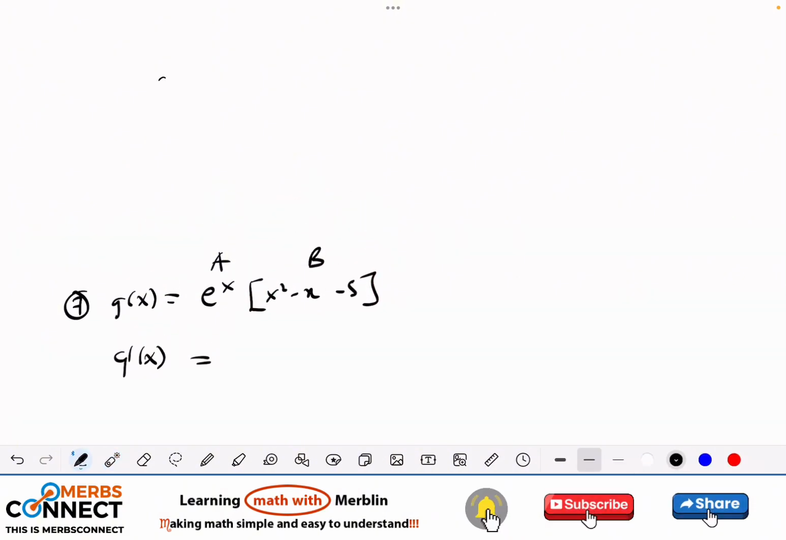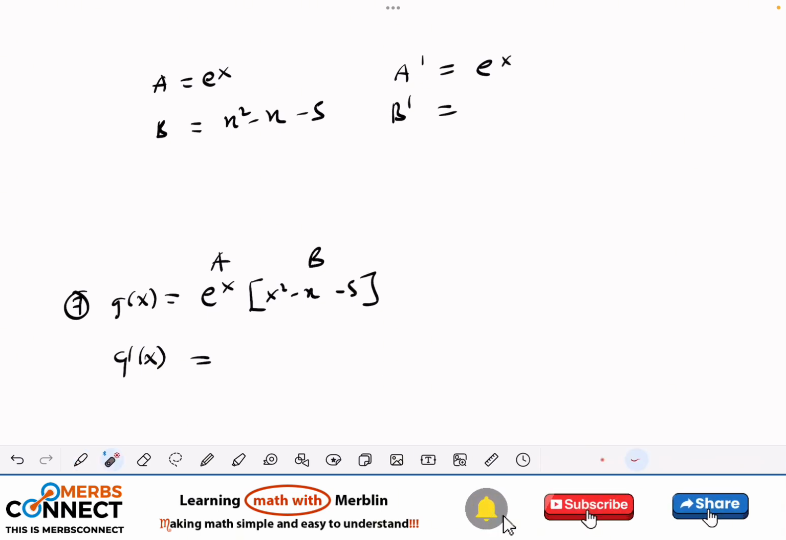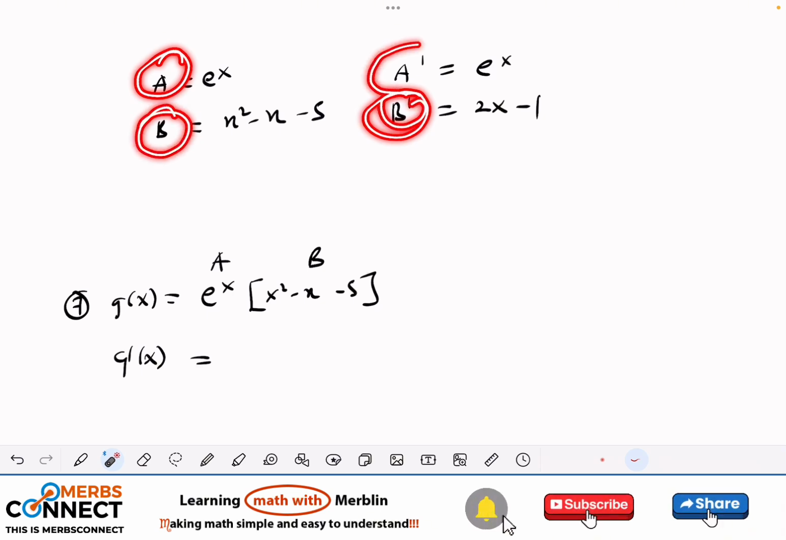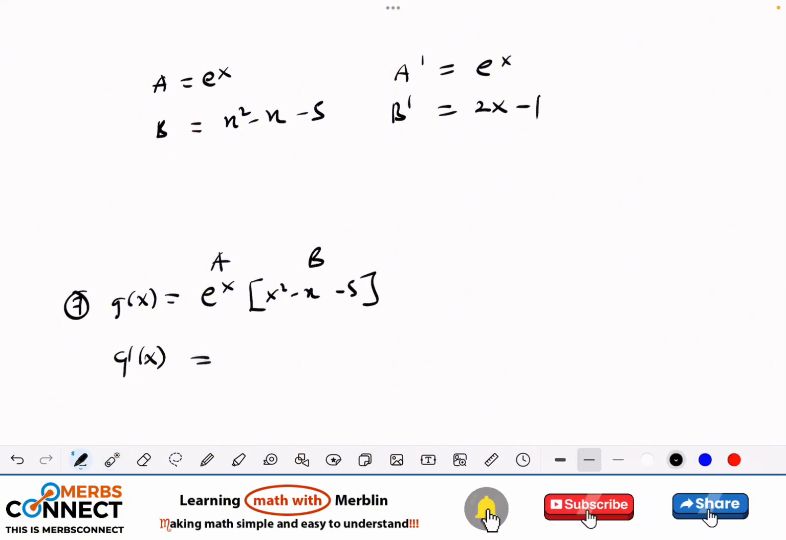So what am I going to get? a is equal to e to the power x, b is equal to x squared minus x minus 5. What is a prime? We know that when we differentiate e to the power x, we've done it here, we are going to get e to the power x. Then when I differentiate b, what am I going to get? So by the power rule, I'm going to have 2x minus 1. So for the product rule, we multiply a by b prime, and b by a prime. Or you can just do this because it's commutative, right?